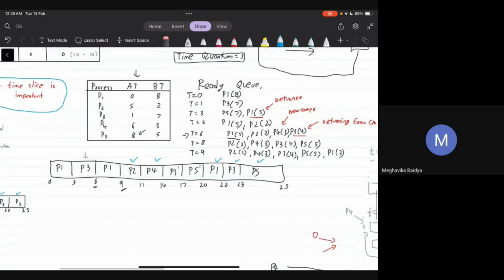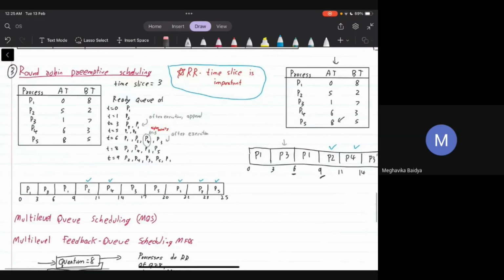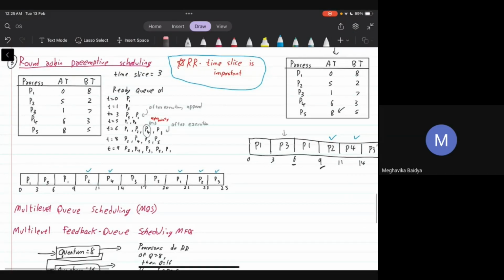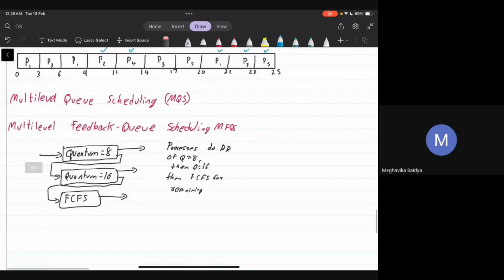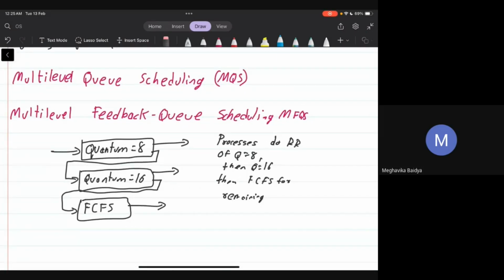I'll share this PDF, and the calculations are the same again. And then one last topic we have is multi-level queue scheduling and multi-level feedback queue scheduling.